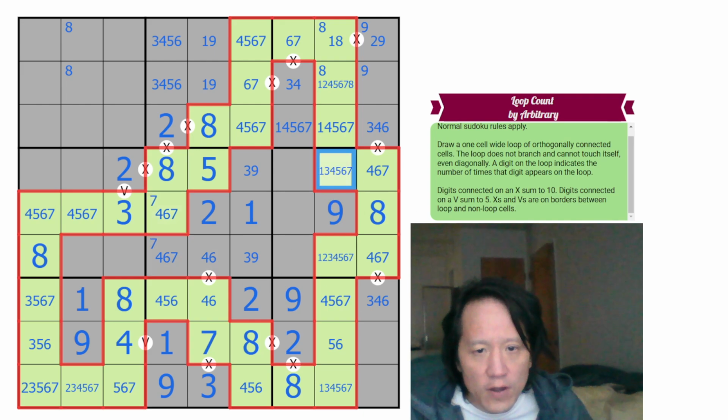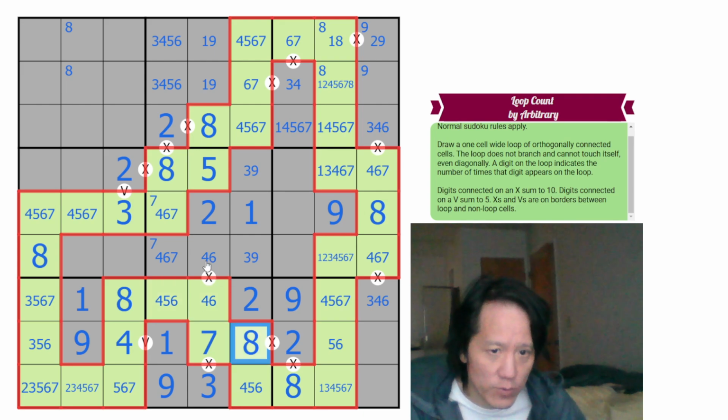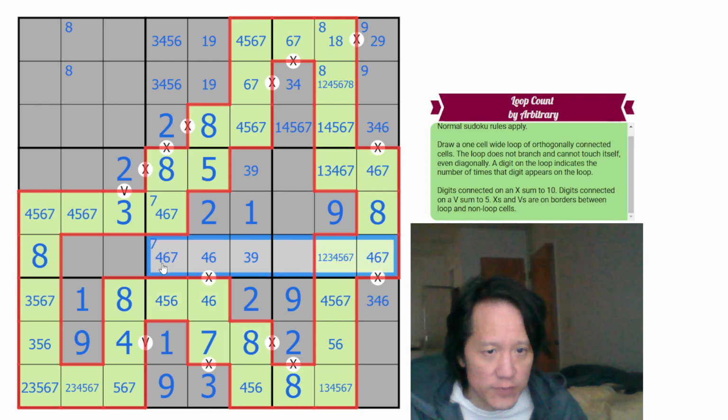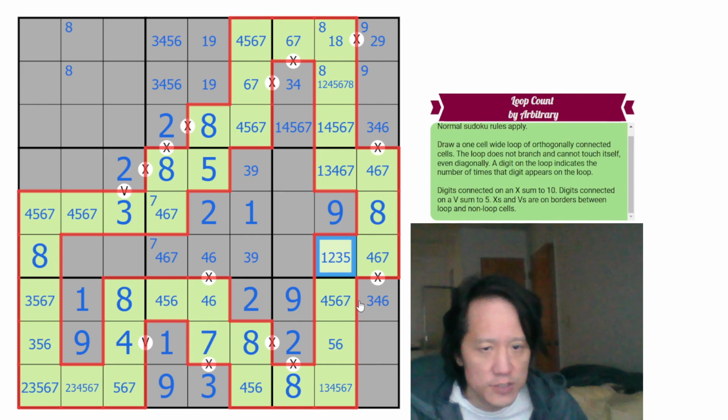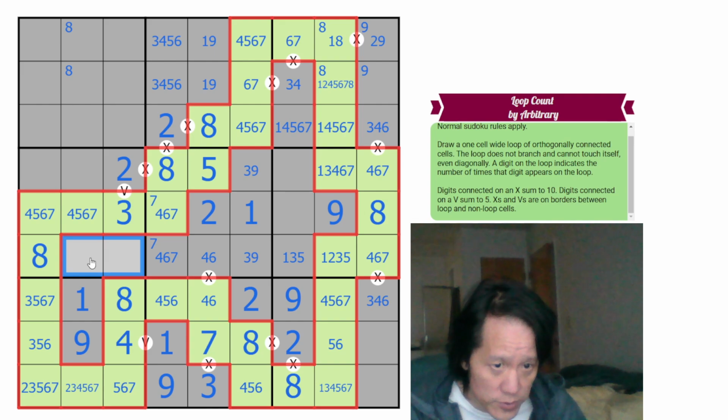This can't be 5. 7's one of these. The other 4, 5, or 6 is here. We have a 4, 6, 7 triplet in row 6. So none of the other cells can be 4, 6, or 7. This can't be 4, 6, or 7. It could be 1, no 2. Could be 3, could be 5. No 4, 6, or 7 here either. So this is 1, no 2, 3, no 4. Could be 5, no 6 or 7.